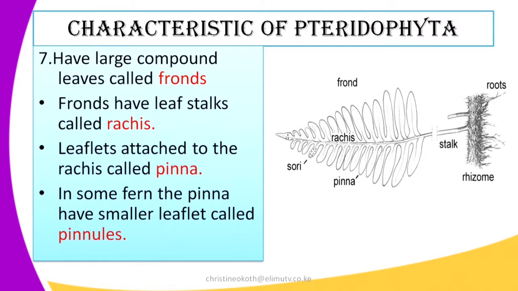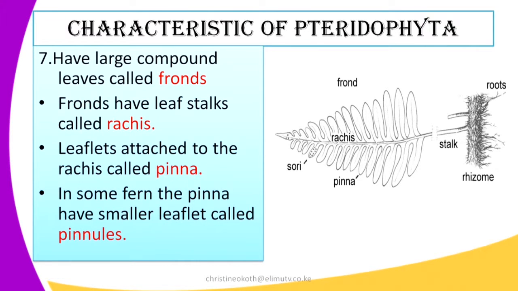Another characteristic of the Pteridophyta is the structure of the leaf. They have very large compound leaves which are called fronds. The fronds have leaf stalks which are called the rachis. If you look at the illustration, the leaf stalk is what we call the rachis. Then the tiny leaflets are attached to the rachis. They are called the pinna. So each leaflet there is what we call a pinna.